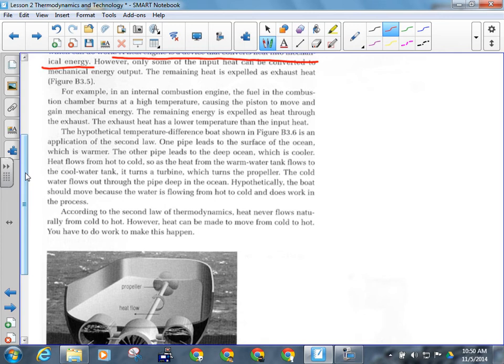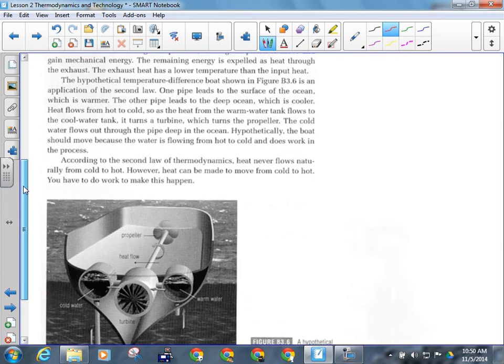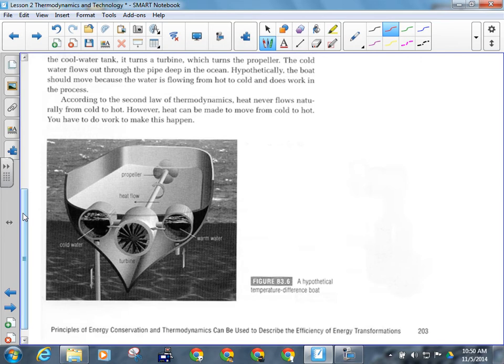Removing it from the engine using, again, the second law of thermodynamics. Everyone follow me on that one? All right. Now, here's the design for the original heat engine. We had this idea that if we built this boat with a short pipe in the surface water that's warm and a long pipe that goes way, way down into the cold water below, heat energy and water would flow through the heat engine and then down into the cold water.